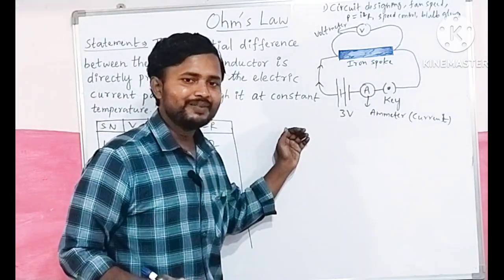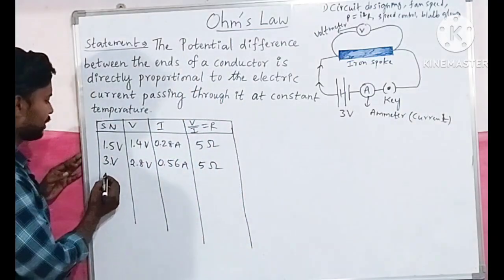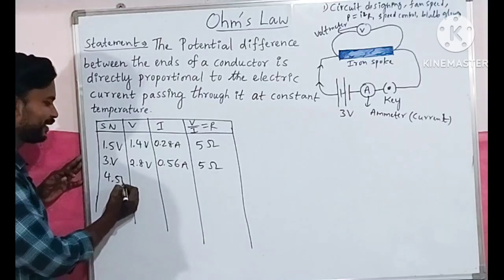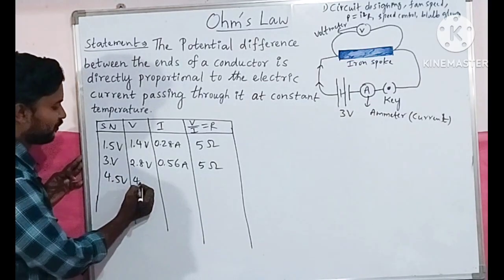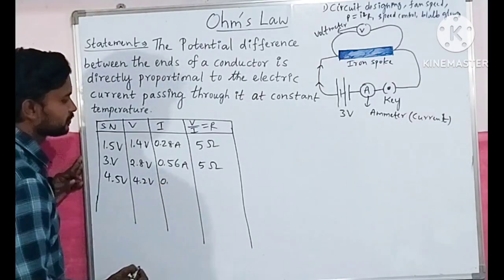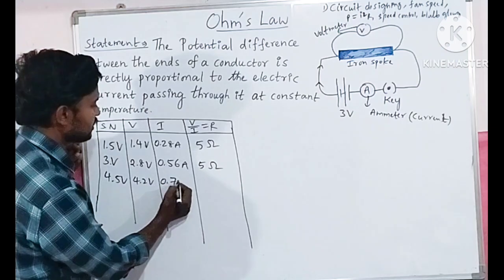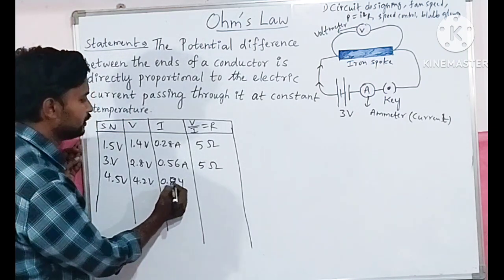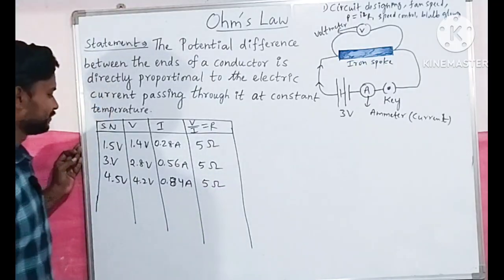When I take three dry cells, each of capacity 1.5 volt, the voltmeter shows approximately 4.2 volt and the current is approximately 0.84 amperes. The ratio is also constant here.